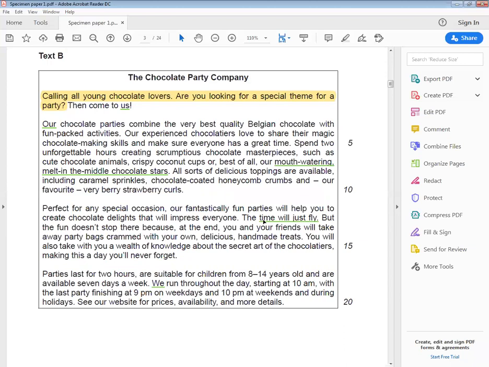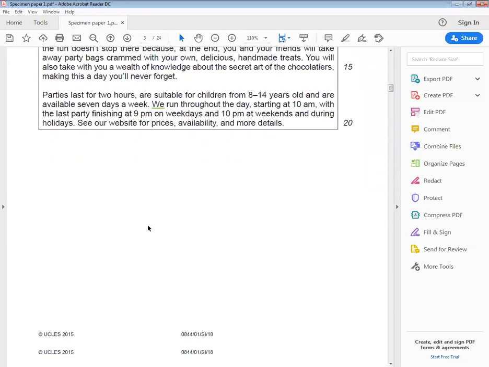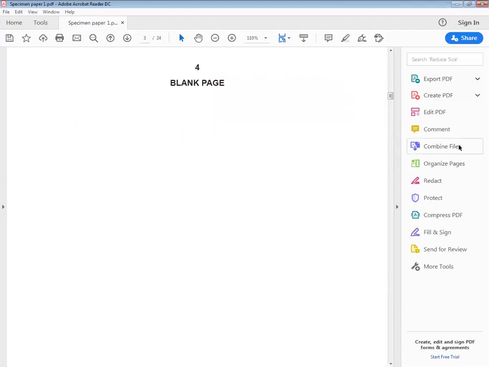In the next line, we have "the time will just fly." This is another technique called figurative language, because the party is so much fun that you're not going to be able to feel the time pass. As we go through the text, you're going to find that he used first and second person pronouns and other techniques as well. Remember to analyze the text to make it easy for you to answer the questions. Now let's take a look at the questions.